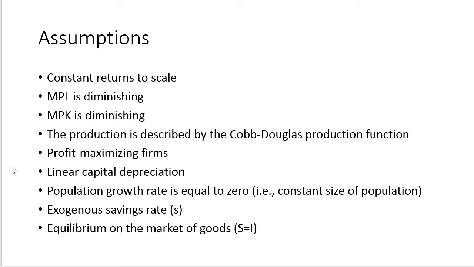So in this version, we assume that population growth rate is equal to 0. So size of population is a constant. Savings rate is exogenous. So it's not defined by this model, it's taken as given. And there is an equilibrium on the market of goods. So saving is equal to investment. National saving is equal to investment.